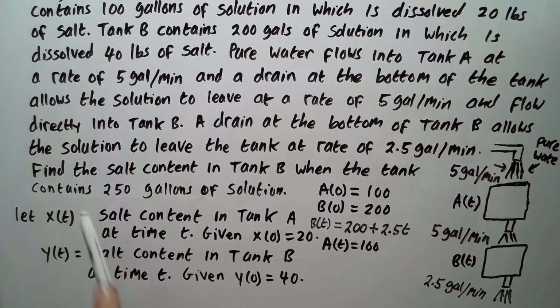So if we look here, we have to find the salt content in tank B when the tank contains 250 gallons of solution. So we have to set B of t equal to 250 and solve for t. And then that t value that we find, we'll have to then find y of that. Okay, so I'm out of space here, so let me erase a few things and we'll keep going.